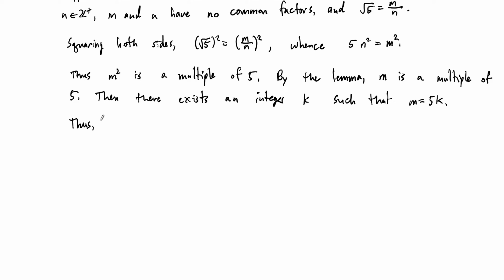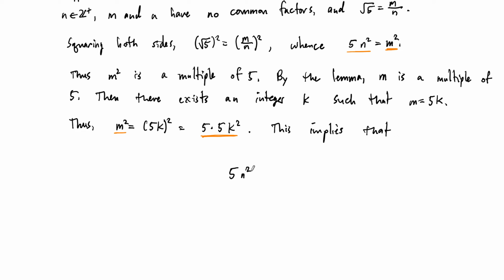Notice I'm not being too creative with my connective words here. I'm trying to make sure that the logic is not lost. But m squared is equal to (5k) squared, which I'm going to write as 5 times 5k squared. And the reason I'm writing it this way is because now we compare. We've got here m squared equals this, but up here m squared equals this. Well, if they both equal m squared, then they have to equal each other. So this implies further that, I'll write this on a new line, 5n squared is equal to 5 times 5k squared.